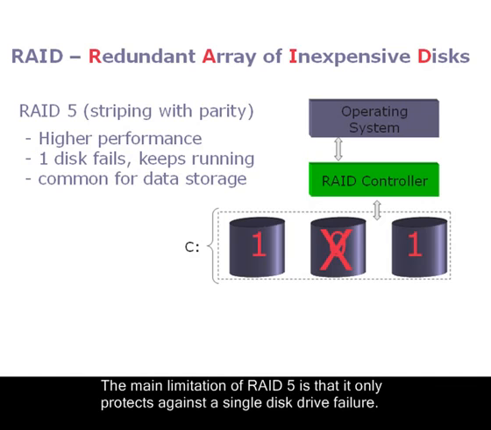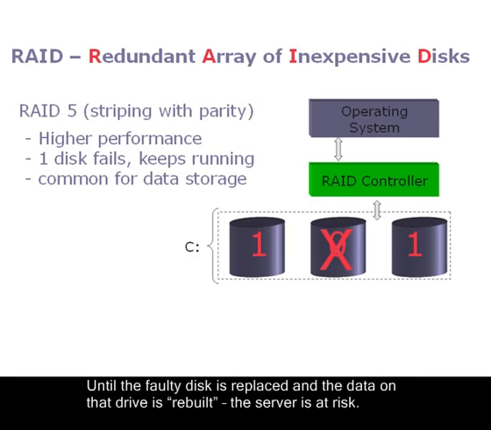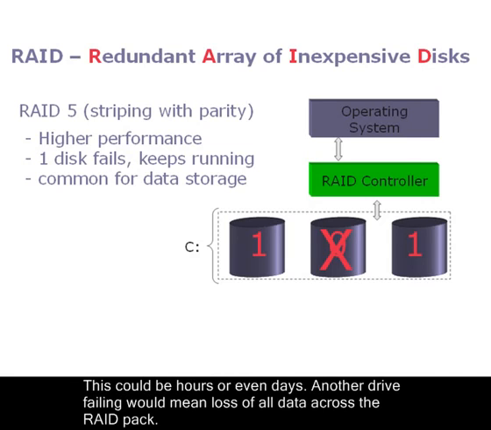The main limitation of RAID 5 is that it only protects against a single disk drive failure. Until the faulty disk is replaced and the data on that drive is rebuilt, the server is at risk. This could be hours or even days. Another drive failing would mean loss of all data across the RAID pack.